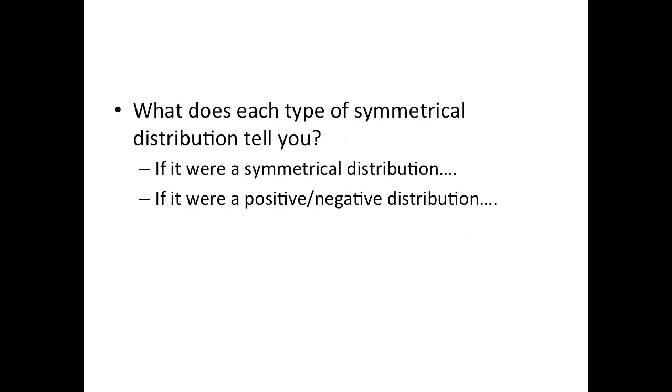So if it were a symmetrical distribution, what would that tell you? Basically that about the same amount of people are on either side of the mean. So it basically splits it 50-50. If it's a positive skew, that's telling you that a lot of people got lower scores and a few people got really high scores. And you flip-flop that. If it's a negative skew, a lot of people got really high scores and a few people got really low scores.